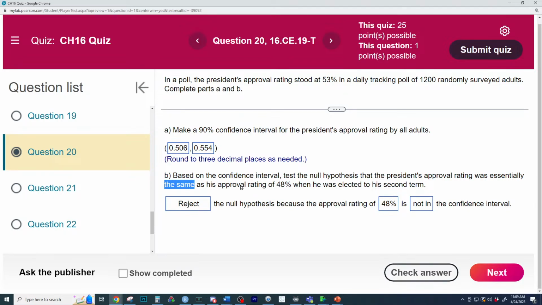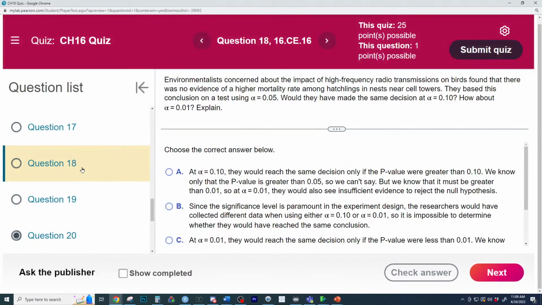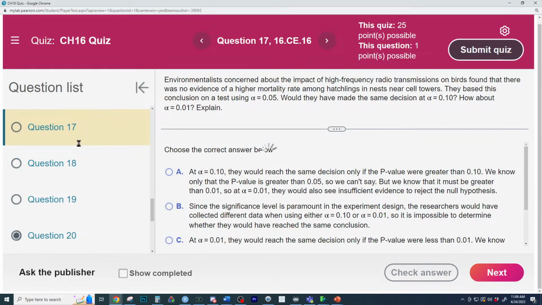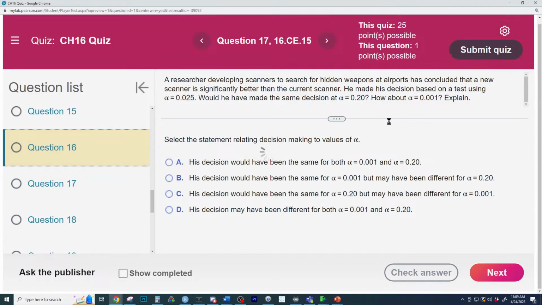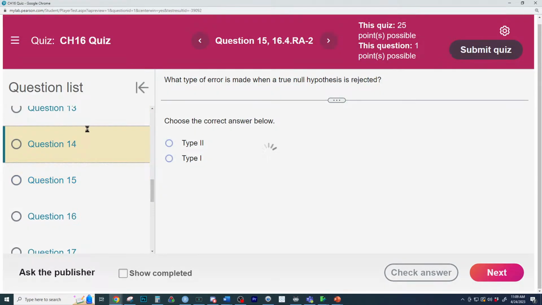Which of the following is true? Good work, Sloan. This is a fun one. Errors. We can do errors really easily.